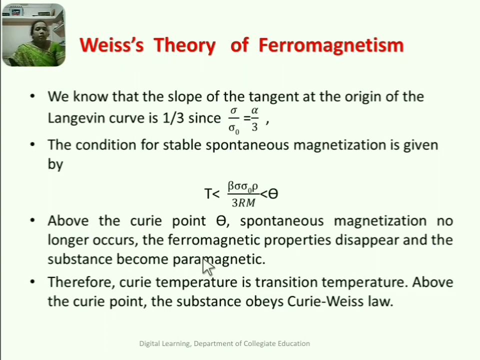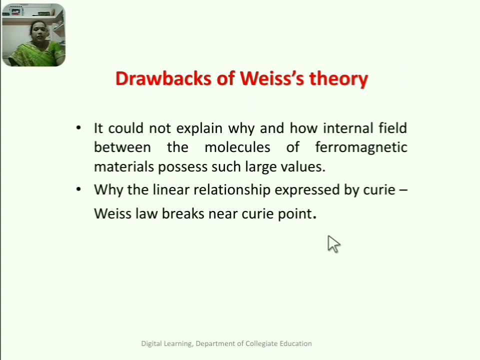But above the Curie point, what happens? Above the Curie point theta, spontaneous magnetization no longer occurs. The ferromagnetic properties disappear and the substance becomes paramagnetic. Therefore, the Curie temperature is the transition temperature. Above the Curie point, the substance obeys the Curie-Weiss law. This is about Weiss's theory of ferromagnetism. In the next slide, we are discussing the drawbacks of Weiss's theory.